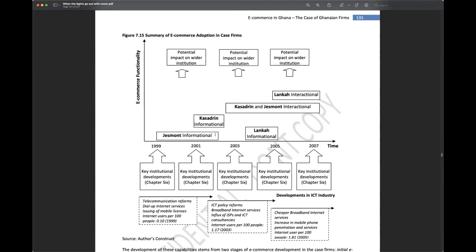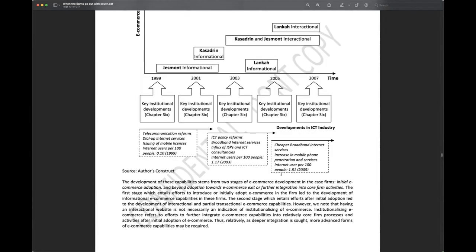So in the beginning, around 1999-2001, most of the companies were having informational websites, just a static website that had just some content about them. And as they moved towards 2007, they all moved towards more interactional websites. That's what you see here, interactional. Good. So then I try to explain it.